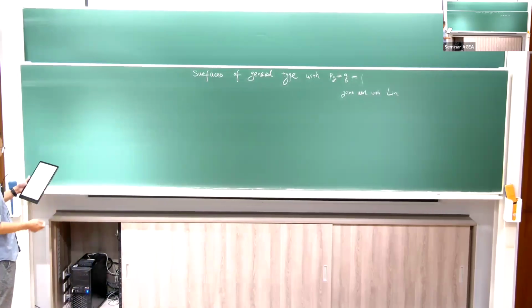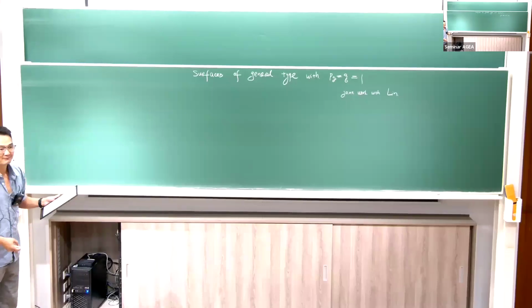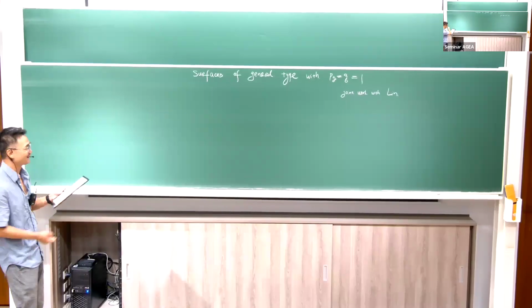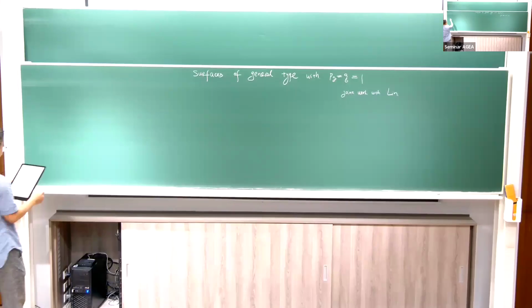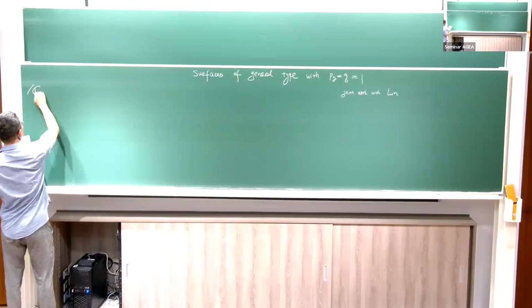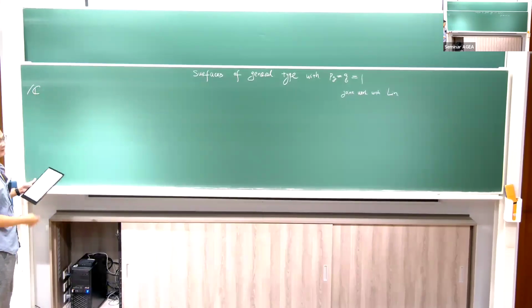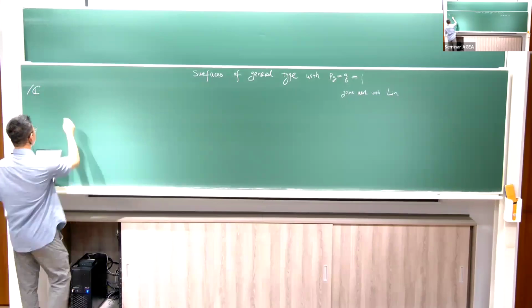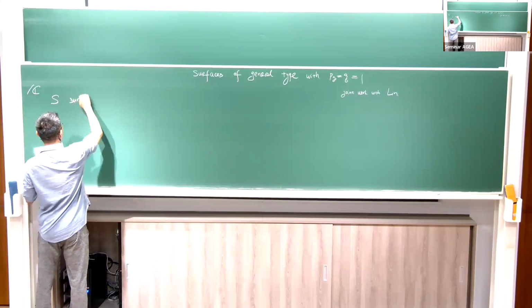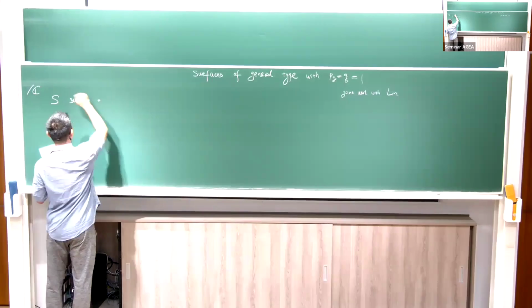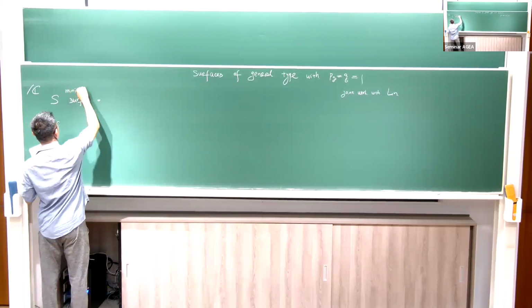Everything is over the complex number field, C. First I will fix some notations. S will be a minimal surface of general type.